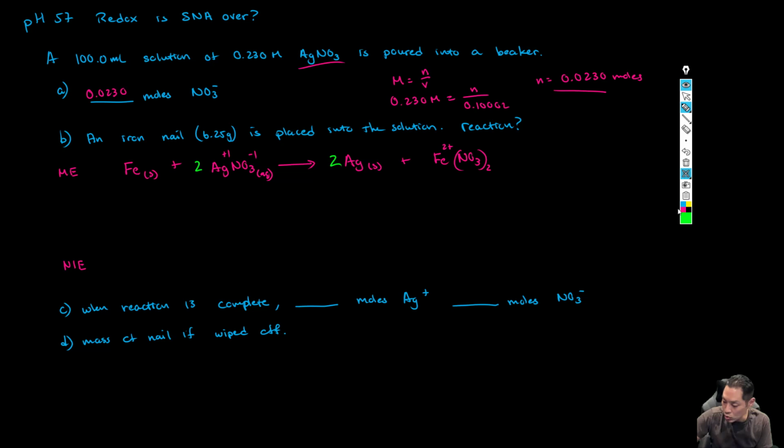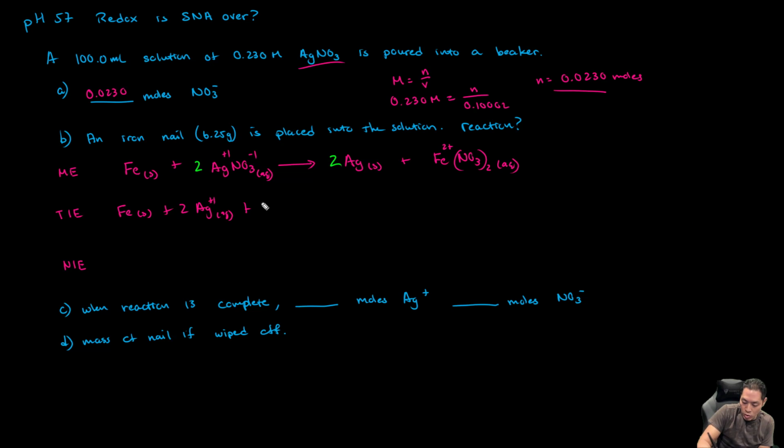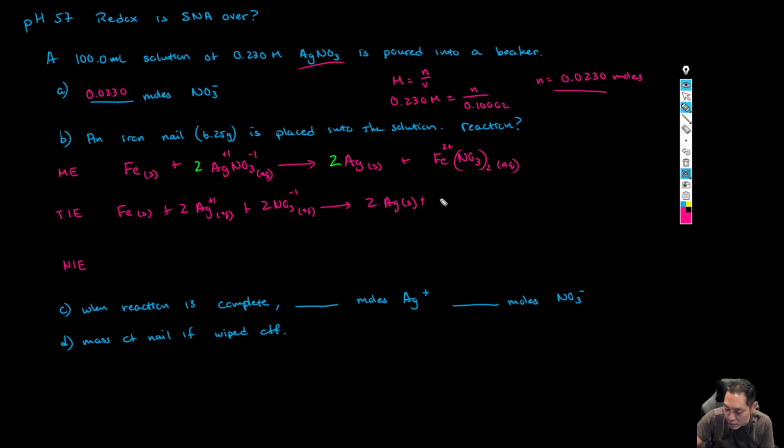Now let's do the total ionic equation. Pretty much what that means is anytime you see aqueous, I forgot to add it here, you're going to write it as ions. So iron is not an ion, so we're just going to keep it as is. We're going to have 2 silver ions, aqueous, 2 nitrate ions, aqueous. Here the silver becomes solid. We have 2 of those. And then we have 1 iron ion and then 2 nitrate ions.